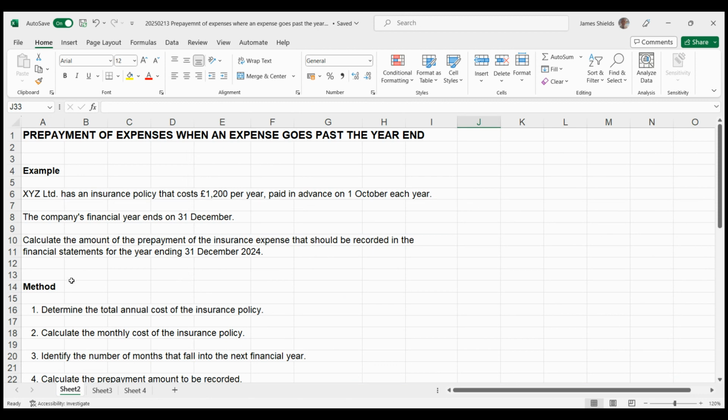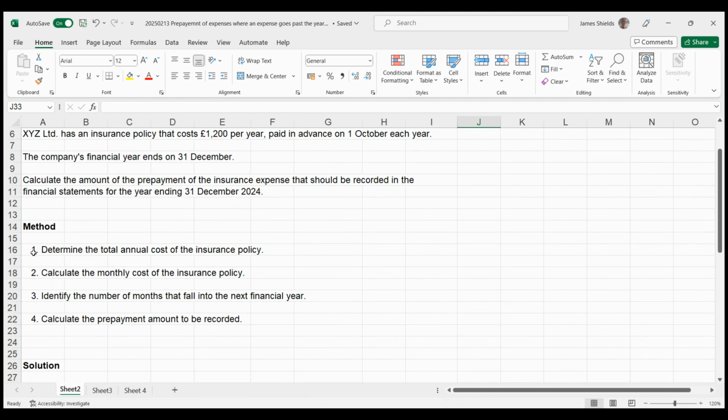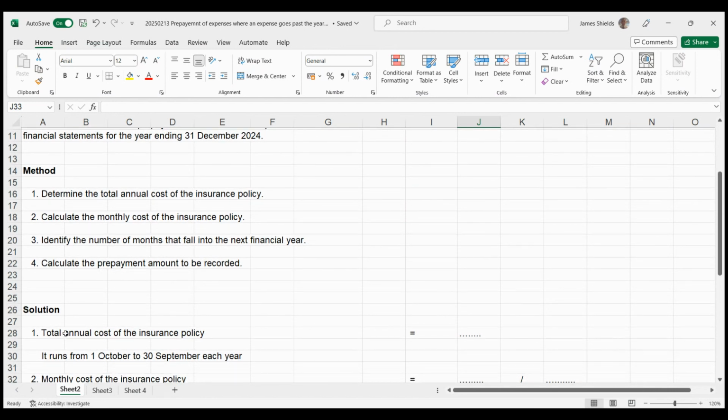Right, it's a four-stage method to follow for this one. So number one, determine the total annual cost of the insurance policy. Two, calculate the monthly cost of the insurance policy. Three, identify the number of months that fall into the next financial year. And four, calculate the prepayment amount to be recorded. So let's work our way through those.